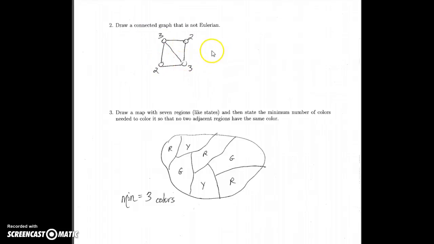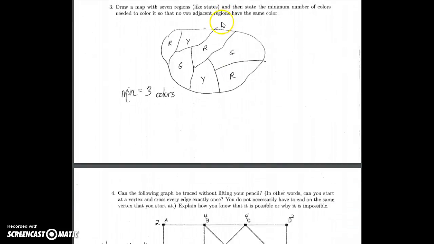If we had another vertex over here or a few vertices connected, that would not be a connected graph because this part would not be connected at all to this part. So we do have to make sure it's all connected and that every vertex is not even. Make sure there's at least one odd.